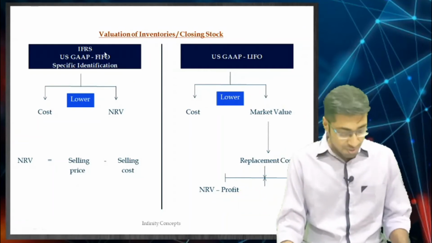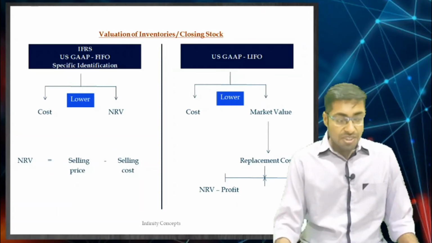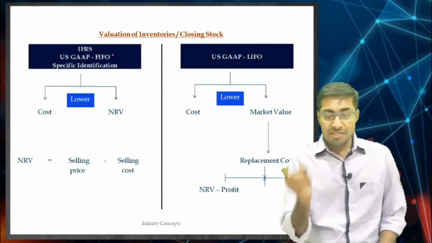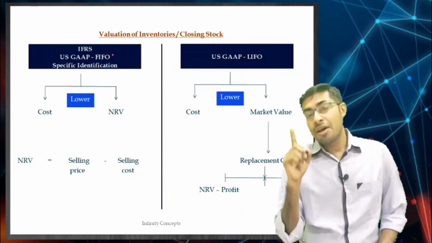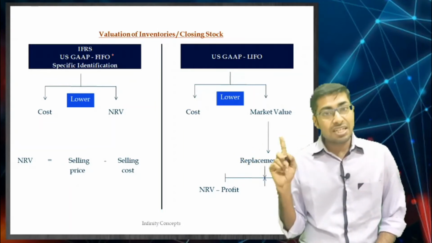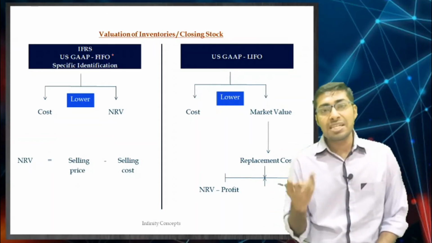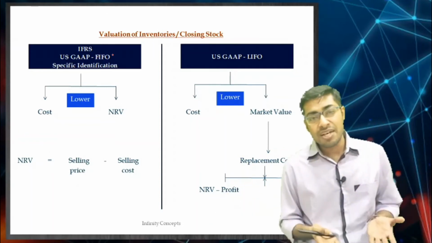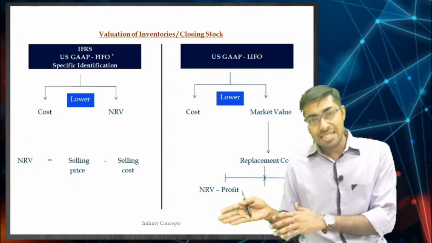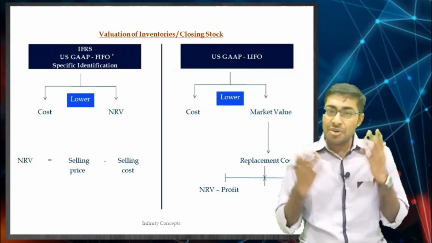So let us first go to the valuation of inventories, or closing stock. Now there is a difference as per IFRS and US GAAP. Remember, US GAAP allows LIFO, no one else allows LIFO, which means IFRS does not allow LIFO. It is only two things we are learning, IFRS and US GAAP. Are we learning Korean GAAP? Chinese GAAP? Singapore GAAP? No, we are doing just these two.